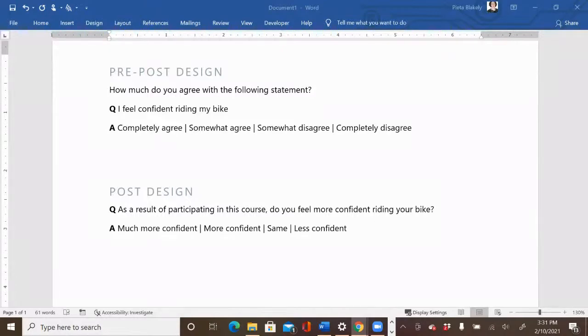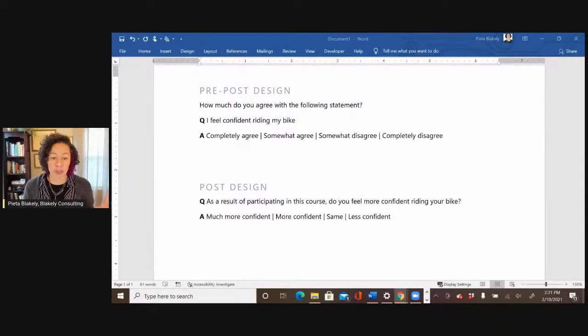Okay? In the pre-post version, we are going to have asked that question, how confident do you feel riding a bike, before they took the class, and then again after the class, right? But it was exactly the same question. And in the post-only design, we're just going to ask them to think back and tell us about the effect of this class on their confidence. All right, so two ways of getting similar information.